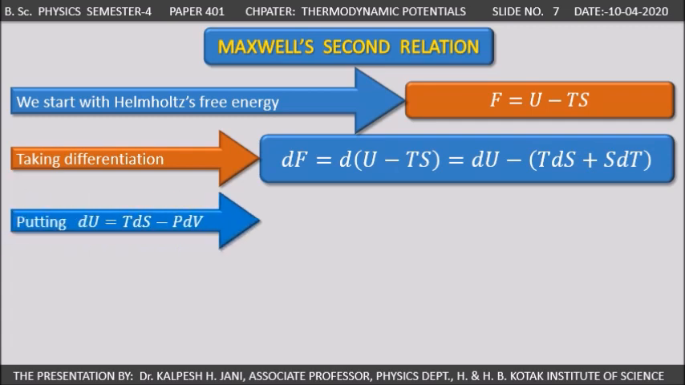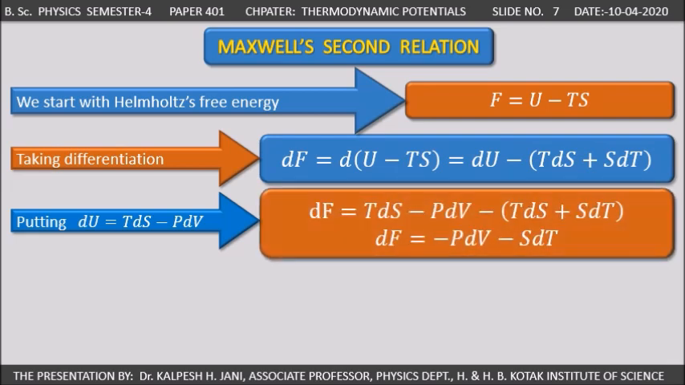Now you know the value of dU from the very first Maxwell relation, that dU is nothing but TdS minus PdV. So putting this value in the equation of dF, we have the value of dF is equal to minus PdV minus SdT. So we have got the equation which shows the change in the Helmholtz free energy, which depends upon volume and temperature. Volume and temperature are the two natural variables of the Helmholtz free energy.